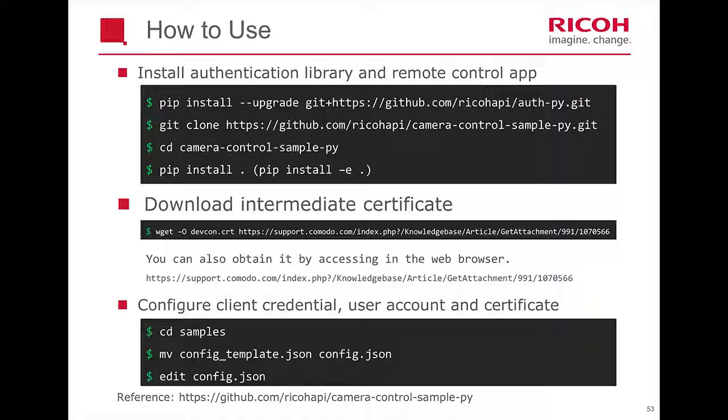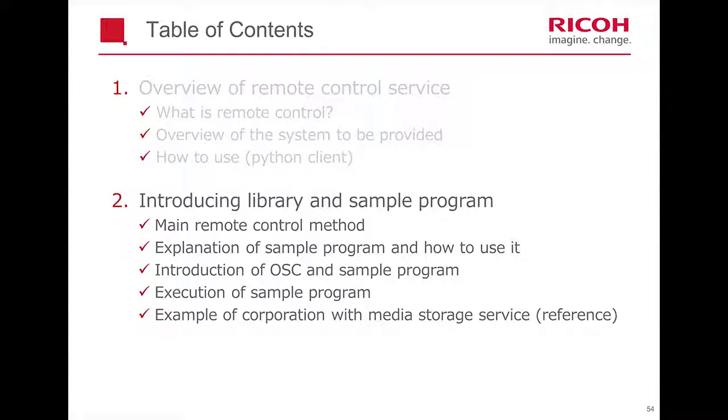To configure credentials, go to the samples directory in the downloaded application. Rename the file config-template.json to config.json. In the config.json file, add the client credential, user account, and the path to the certificate. You will be able to use the sample program when you complete these procedures. I will move on to the next section to explain the library and sample program.